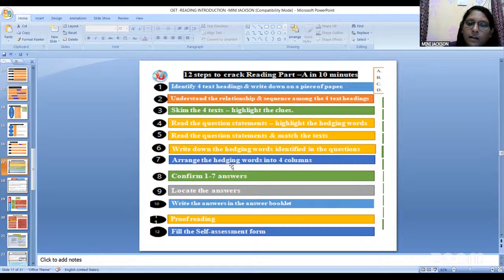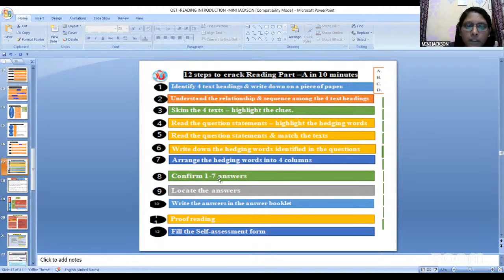Then arrange the hedging words into the 4 columns. According to our father's strategy, while practicing, we need to make 4 columns. Two days back, father had us do the practice like that. We made the 4 columns, wrote some words, and put them in the accurate columns. So what is the meaning? We can understand which word will be in which text.